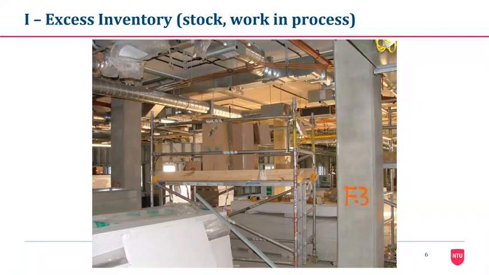I is excess inventory or work in process. Excess inventory also relates to materials being brought on site too early. It is just spending money unnecessarily. This picture shows how congested the workplace can get. This inhibits the flow that lean project production relies on.